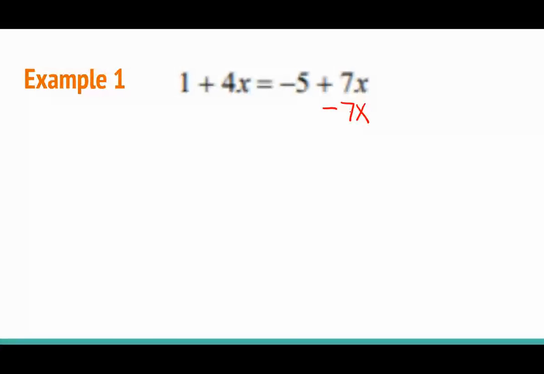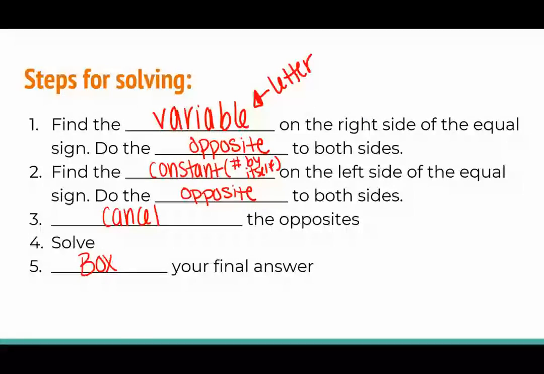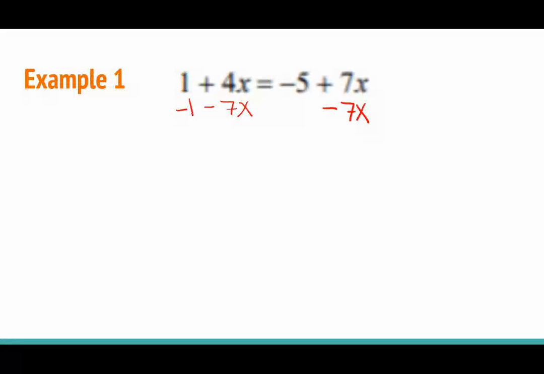And remember, whatever we do to one side, we have to do to the other. So we're going to have to line up our minus 7x under the x on the left. Okay? And then we come to the left-hand side of the equal sign. The only thing that's left is a positive 1. The opposite of positive 1 is to subtract 1. So we're going to subtract 1. And whatever we do to one side, we have to do to the other.